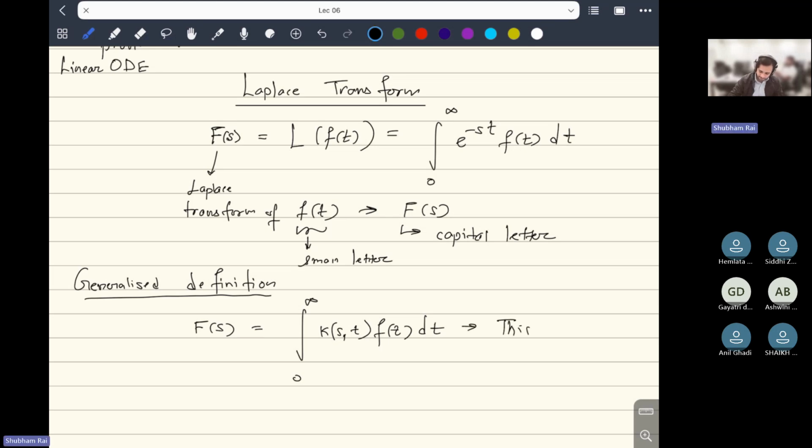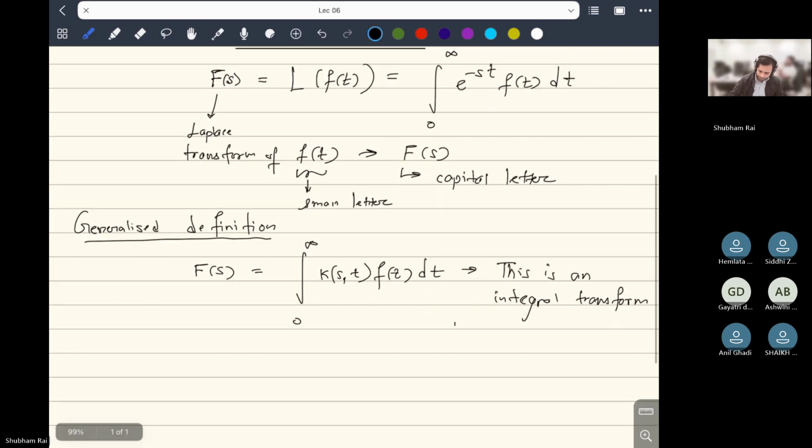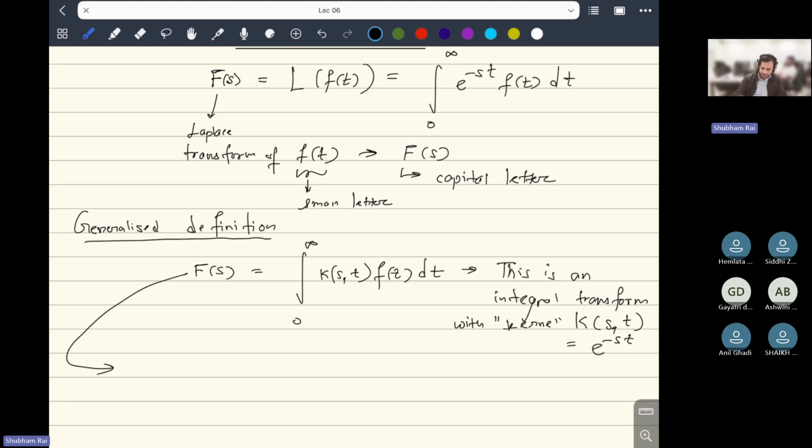So this is an integral transform. Here the kernel function is e raised to the power minus st in the case of the Laplace transform. So we can say that the Laplace transform is an integral transform.